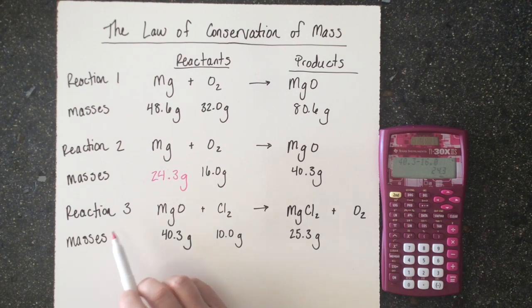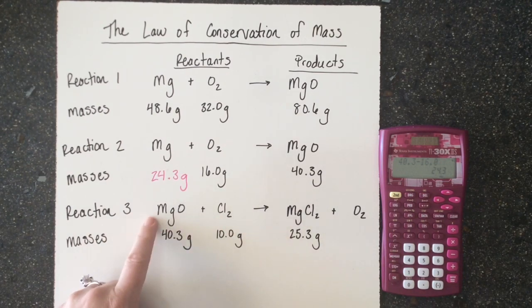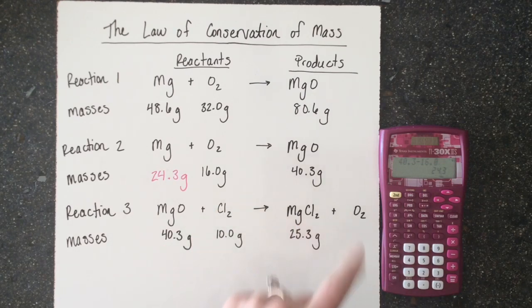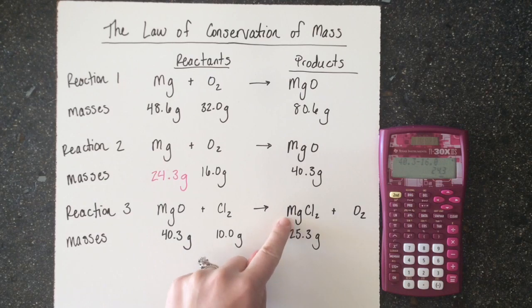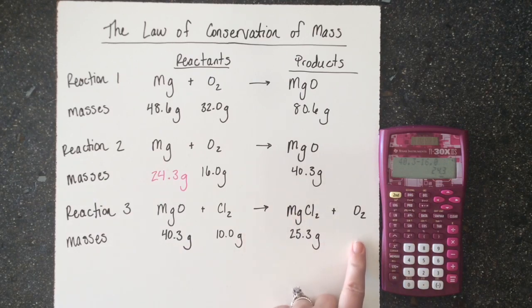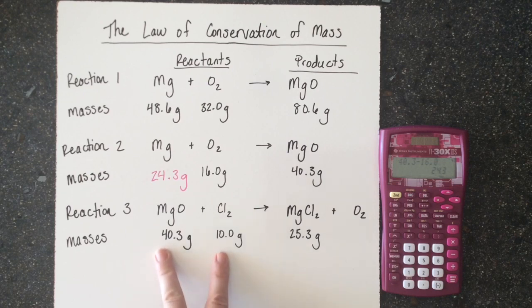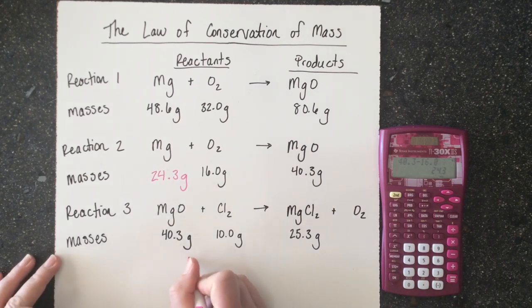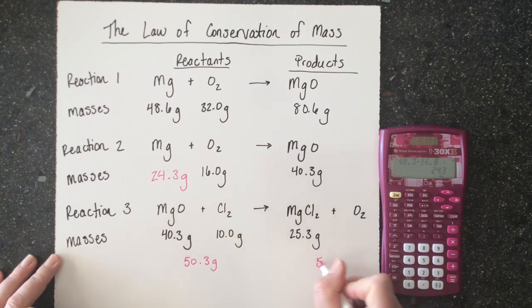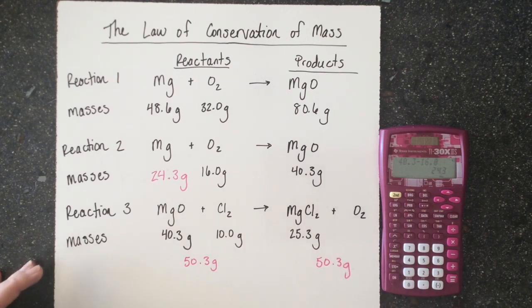Okay, now let's apply that to reaction number 3. In this case, we have two reactants, magnesium oxide and chlorine, and we know the mass of each of those. This time we have two products, magnesium chloride and oxygen, and we do not know how much oxygen we produce. However, we do know that our two reactants have a total mass of 50.3 grams, which means that our products as well have to add up to 50.3 grams.